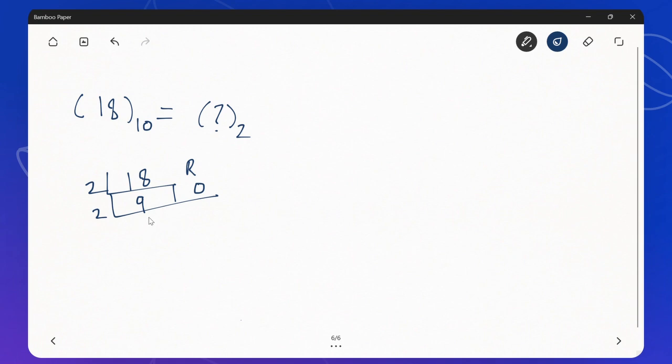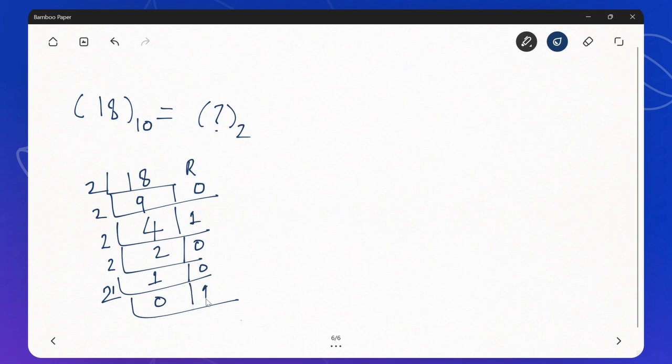Then again we do the conversion. 2 fours are 8 and remainder is 1. Then we divide again by 2. 2 twos are 4 and remainder is 0. Then again 2 ones are 2 and remainder is 0. Then 1 can also be divided by 2. 2 zeros are 0 and remainder becomes 1. So we get all these remainders.